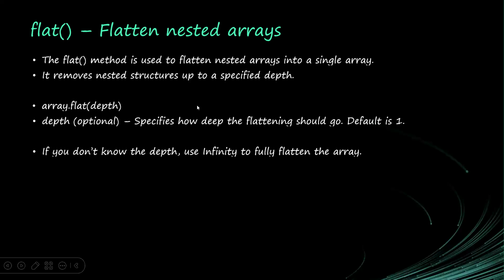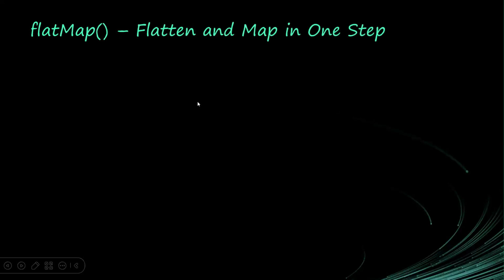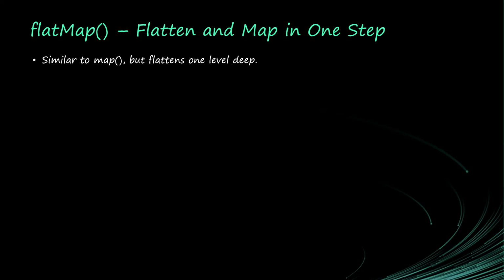All right, the next one we'll take a look at is the flat map. It flattens and maps in one step. You know, we did the map method. Basically what flat map does is that it calls the map method on it first before it flattens it. So it is similar to the map method but flattens one level deep.